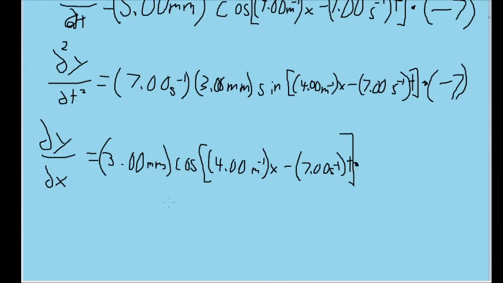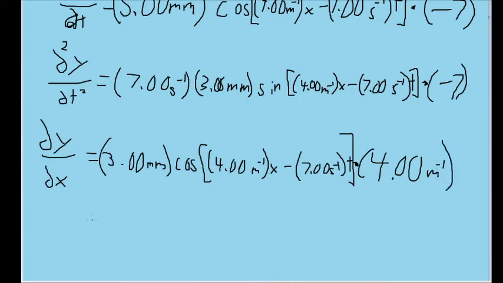And since we're taking the derivative with respect to x, this time it's the t part here that is going to be seen as a constant and will turn into 0 when we take the derivative. Instead, we're going to be differentiating this 4x here. So using a similar method with the power rule, this just becomes 4. So now we're just multiplying by 4.00 inverse meters.